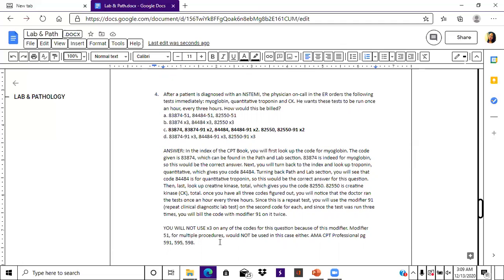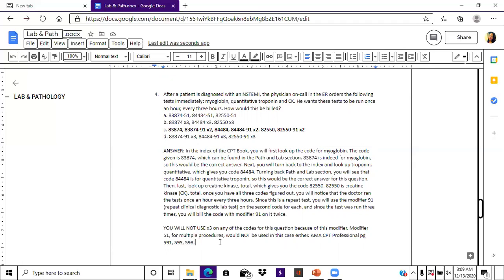Then last, look up creatine kinase total, which gives you the code 82550. So we got our codes. We got 83874, we got 84484, and we got 82550. And as you can see, that's C. So when you look up the 82550, you're going to see it's the creatine total. Once you have all 3 codes figured out, then you will notice that the doctor ran the test once an hour for every 3 hours.